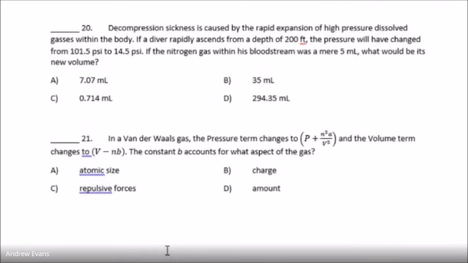Number 20. Decompression sickness is caused by rapid expansion of high pressure dissolved gases within the body. If a diver rapidly ascends from depth of 200 feet, the pressure will have changed from 101.5 psi to 14.5 psi. So essentially you have gas in the body, in the bloodstream, everywhere.